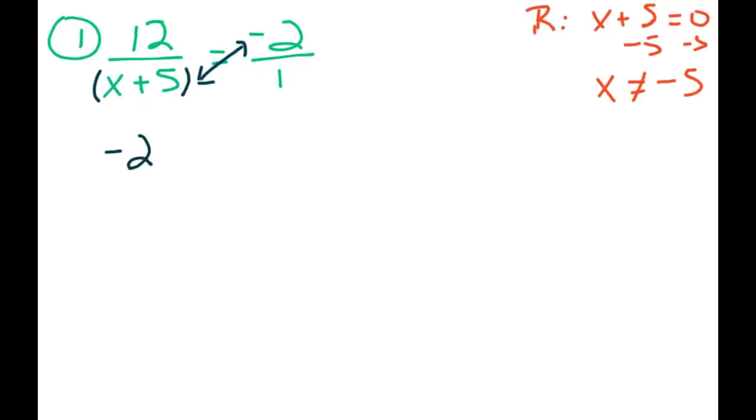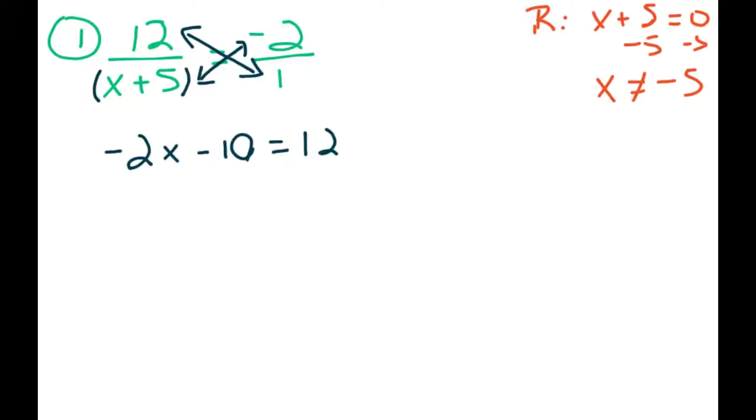So I've got negative 2x minus 10 equals. Now I am going to cross multiply the 12 and the 1. Notice I put the equal down first. That's a common mistake I see with cross multiplication, is you guys drop that equal sign.